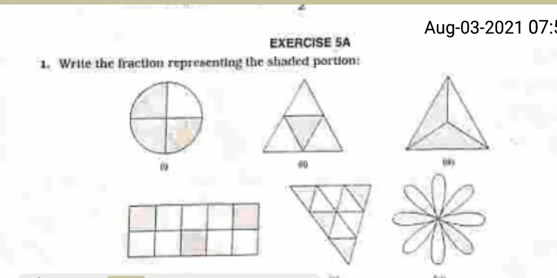First, question number 1. Question number 1 says: write the fraction representing the shaded portion. You can see that here some figures are given, and in each figure some portions are shaded. So you have to write the fraction for the shaded portion.